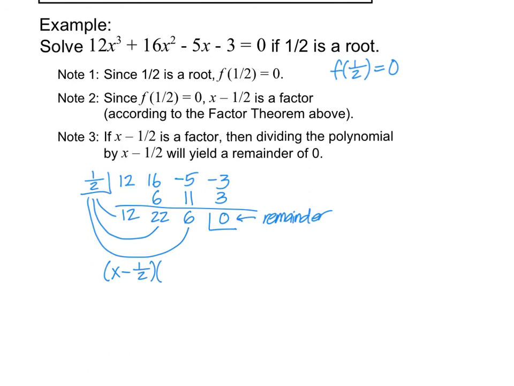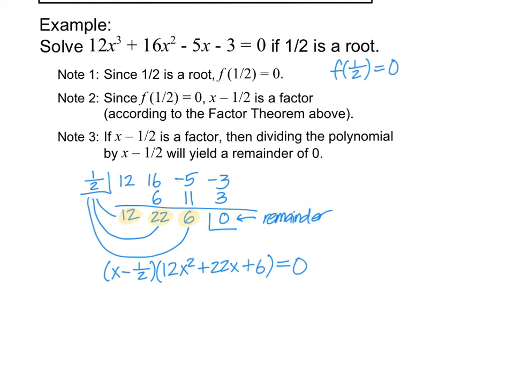Well, the other factor is going to be 12x squared plus 22x plus 6. So we're going to have 12x squared plus 22x plus 6 equals 0. Now, why is it x squared? Because when you divide an x cubed by an x, you get an x squared. So that's 1 degree down.